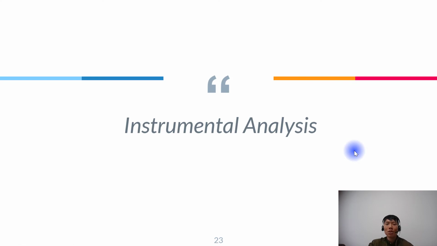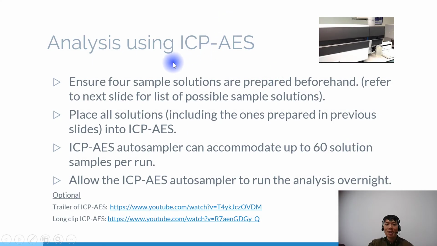Now, let's move on to the instrumental analysis. The instrument we use is ICP-AES. That's how it looks like, a brand we bought in the same lab. Now we have the 4 sample solutions that I prepared. Okay. Then you place them inside there. And then you have an autosampler that can accommodate up to 60 samples per run. Overnight you can do that, go for lunch and come back. Don't waste time.